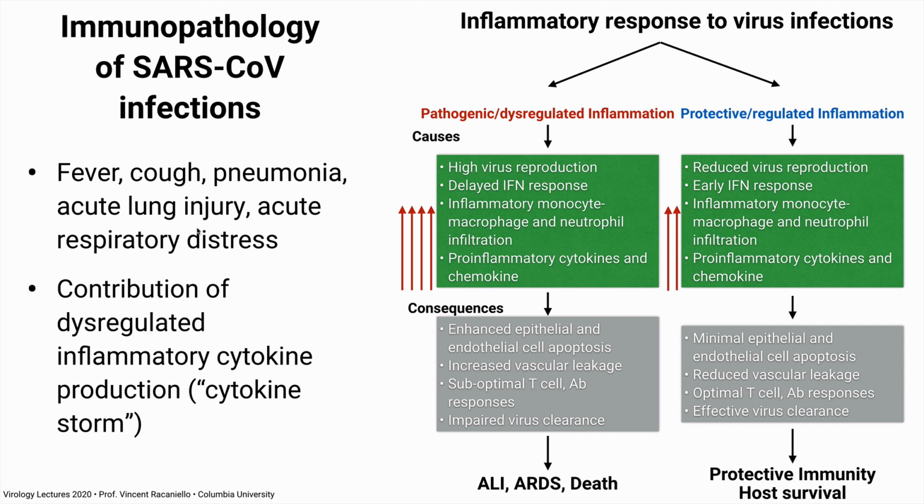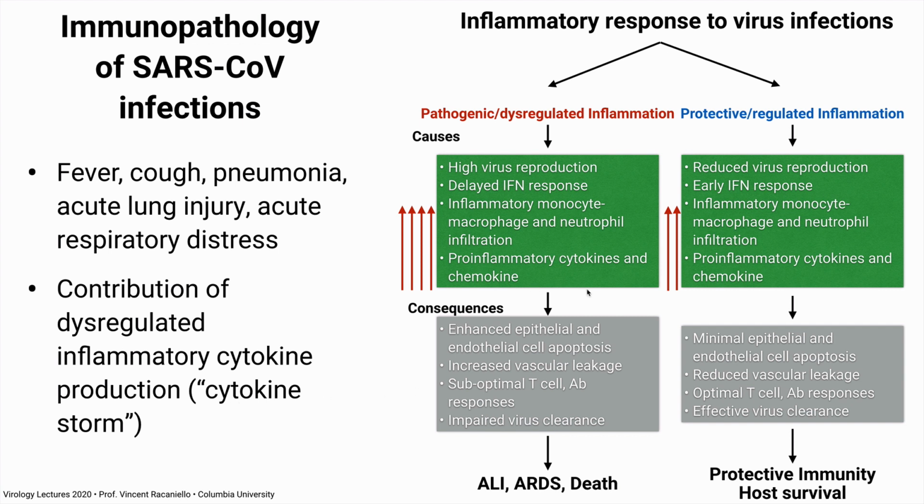Certainly part of these pathologies are due to virus destruction of infected cells, but we also believe there is a contribution of a dysregulated inflammatory cytokine response called the cytokine storm. You basically make too much cytokines and chemokines. Normally the production of these is regulated, which brings down their levels after infection, but for some reason in SARS-CoV and perhaps SARS-CoV-2, the cytokine production is not regulated and they cause damage.